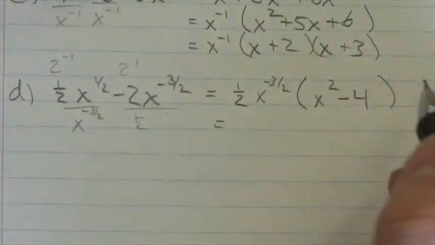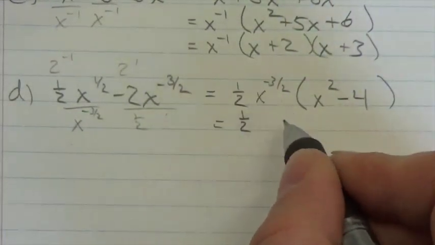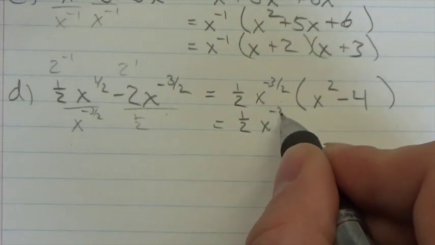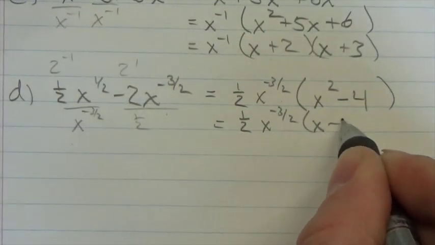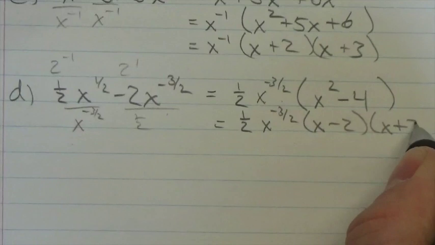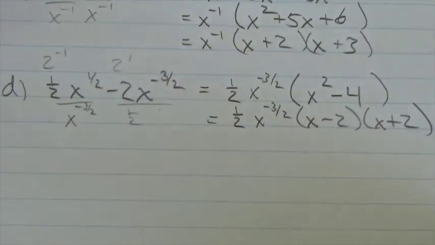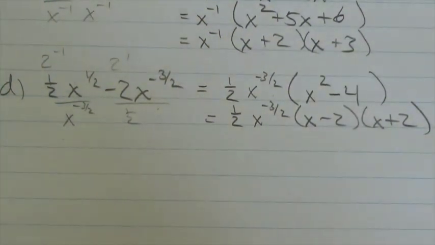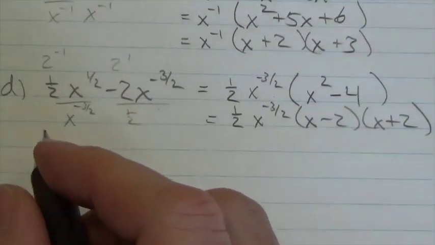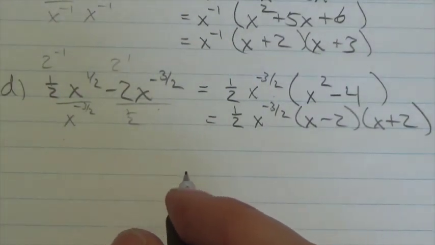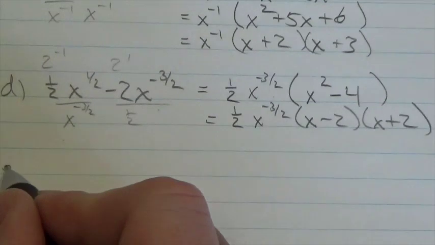Now, you should see that difference of squares that has popped up here. So this is 1/2 x to the negative 3/2. This will become x minus 2, x plus 2 when we deal with that difference of squares. Okay? Let's take a look at another one.